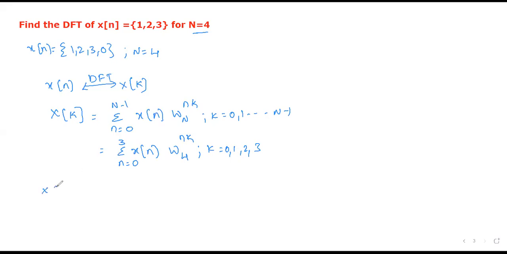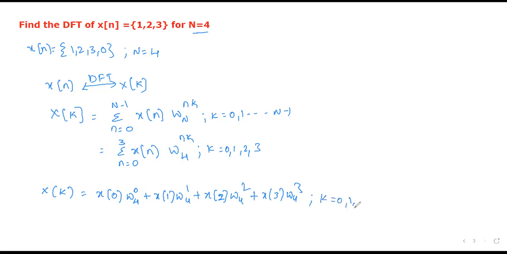So X of k can be written as, let me expand this summation. If we substitute n is equal to 0, x of 0 omega 4 power 0 plus x of 1 into omega 4 power 1. See, I am expanding the summation here, first substituting n is equal to 0, 1, 2, 3, plus x of 2 into omega 4 power 2 plus x of 3 into omega 4 power 3, right? And this is the valid equation for k equal to 0, 1, 2, 3. Let me substitute these values here.